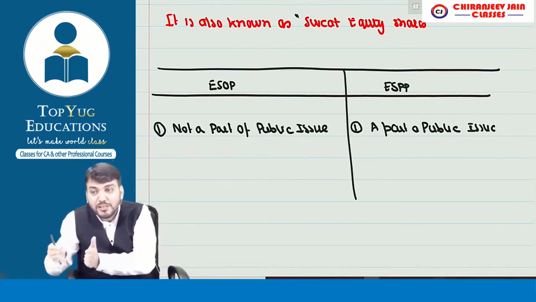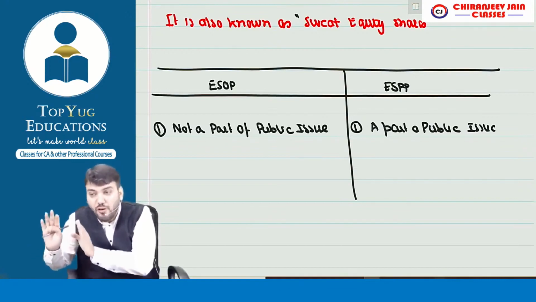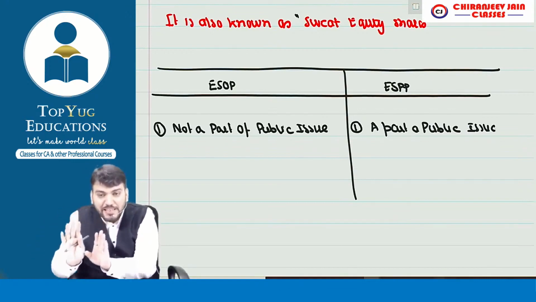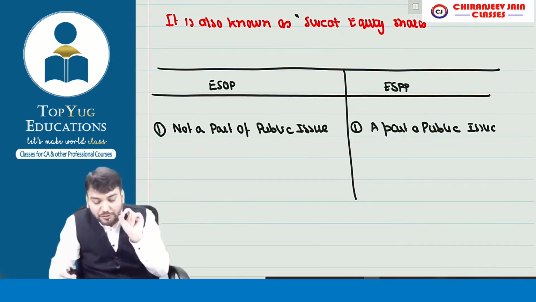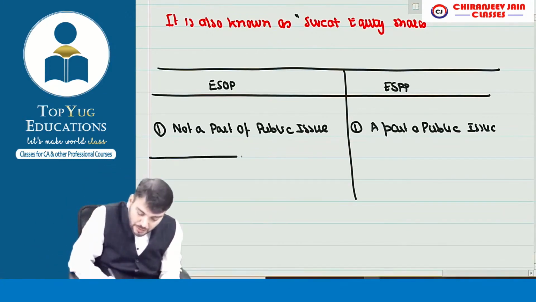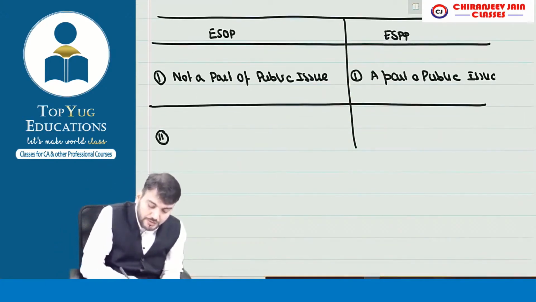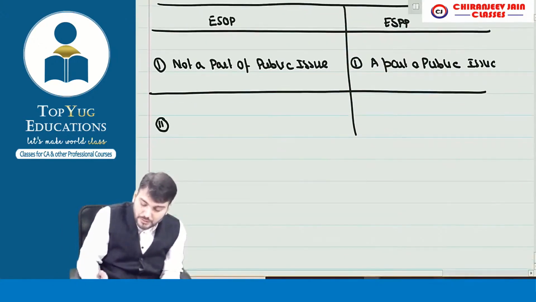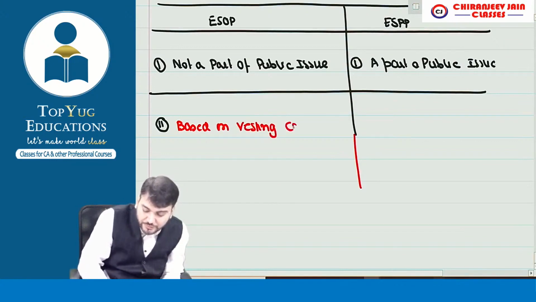Means whenever there is some public issue of shares, then out of that number of shares which is going to be issued, some shares will be separately taken out, which is only given to employees. Means that can be subscribed only by employees at a discounted price. That is known as what? ESPP. Correct? Understood? Second, can I say it is based on vesting conditions? Based on vesting conditions.